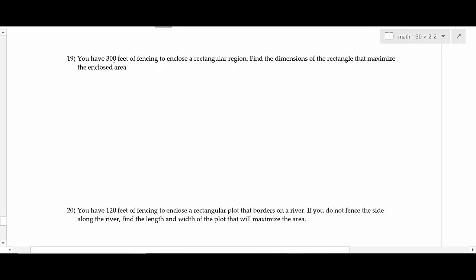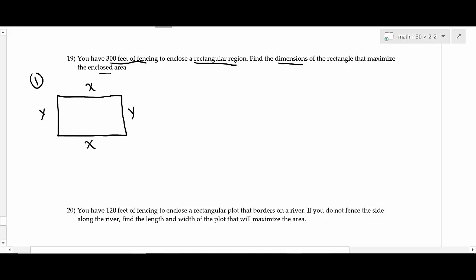So this problem says you have 300 feet of fencing and you're enclosing a rectangular area. You're going to find the dimensions that maximize the enclosed area. So you've got to set up a function that you're going to graph on your calculator. To start with, I'd just draw a picture of a rectangle and label what you have. You don't know what the dimensions are; your job is to find them. I'm just going to call those sides x and those sides y.